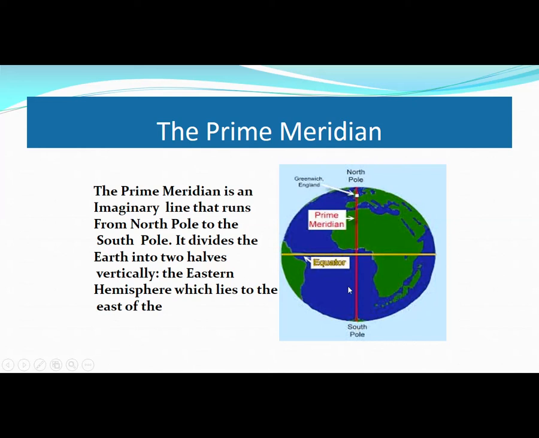So it means that your earth is divided into four hemispheres, right? Northern and southern, eastern and western. It divides the earth into two halves vertically. This is your vertical line.